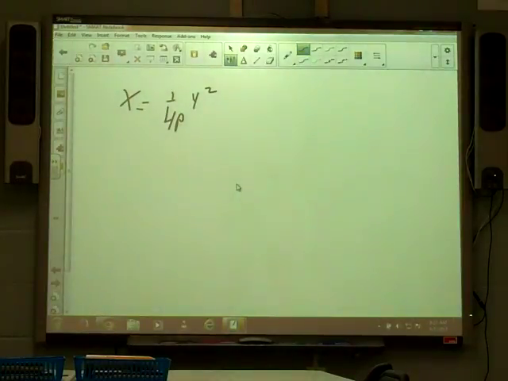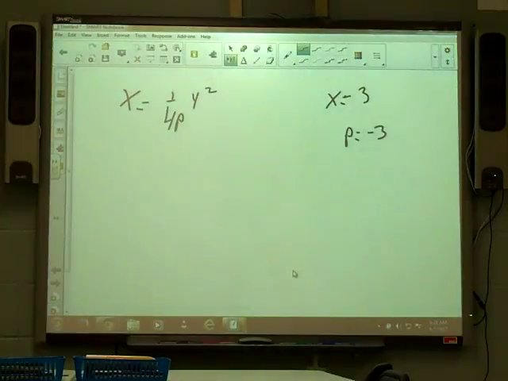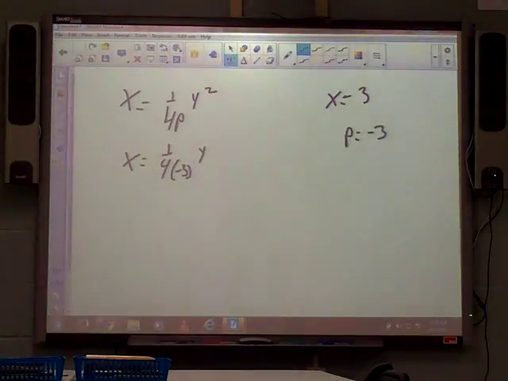So I count to the directrix and it's at 3. X equals 3. Now the directrix, remember, is the opposite of p. So my p is going to be -3 on this one. So I'm going to have x equals 1/4 times -3 y squared.